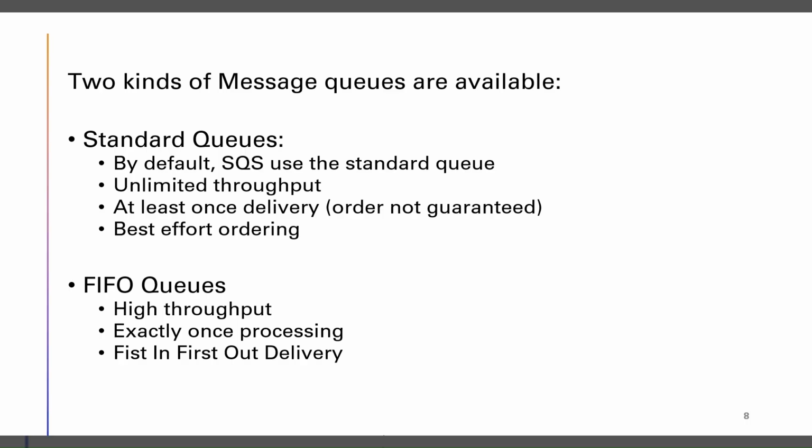And one more type is FIFO queue. In a FIFO queue, all the features we have in standard queue are similar. Along with that, it guarantees ordered processing, which means it follows first in, first out. And it also prevents duplication of messages, meaning messages with the same content or the same message ID are discarded. So this is the difference between standard queue and FIFO queue.